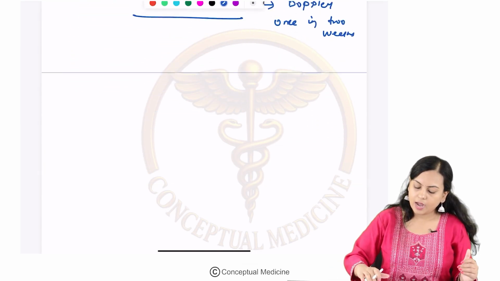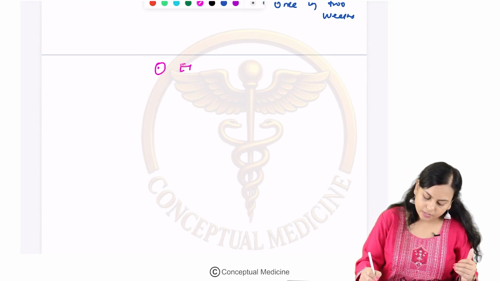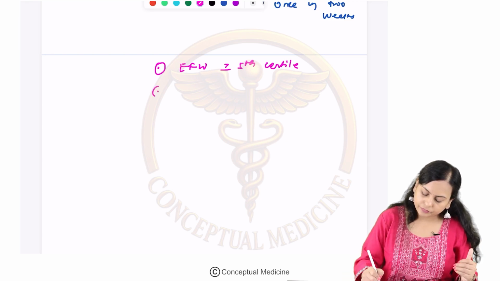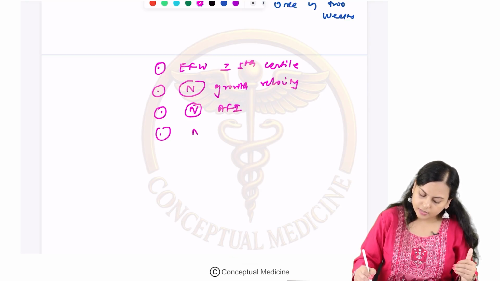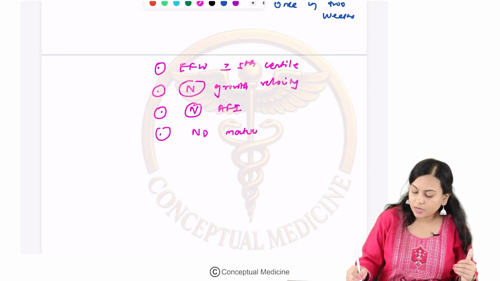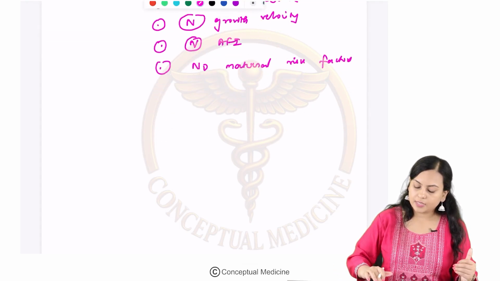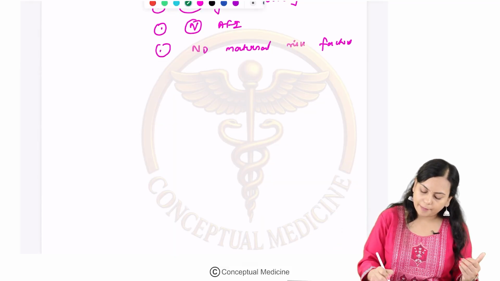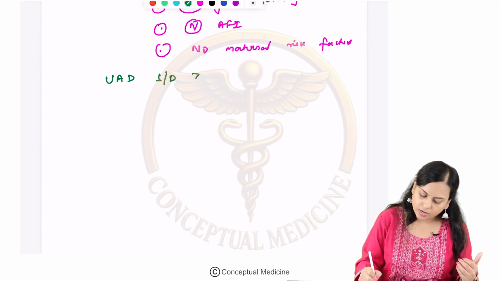Clear? Okay, and you have to keep a check on the following factors: the estimated fetal weight should be more than or equal to the 5th percentile. They should have a normal growth velocity and normal amniotic fluid index also, and there should not be any associated maternal risk factors.